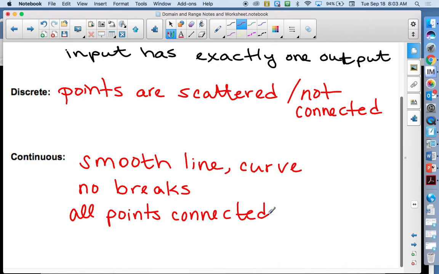So function: each x has 1 y. Discrete is just a set of points. Continuous is a smooth line or a curve where they're all connected smoothly together, one to the next. So it doesn't have to be a line. It could be a curve depending on the graph.